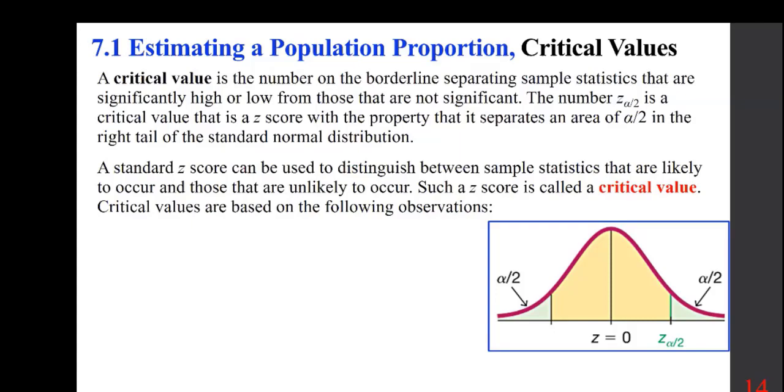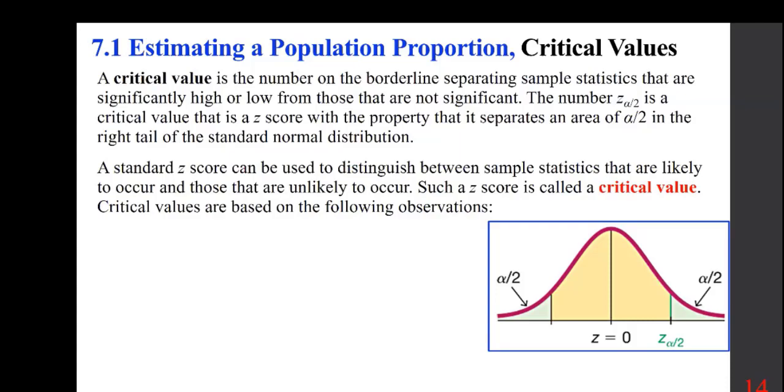The tails contain the total area of alpha, so that means divided by 2 for each piece. Critical value is the number on the borderline separating sample statistics that are significantly high or low from those that are not significant. The number z sub alpha over 2 is a critical value that is a z-score with the property that it separates an area of alpha over 2 in the right tail of the standard normal distribution.